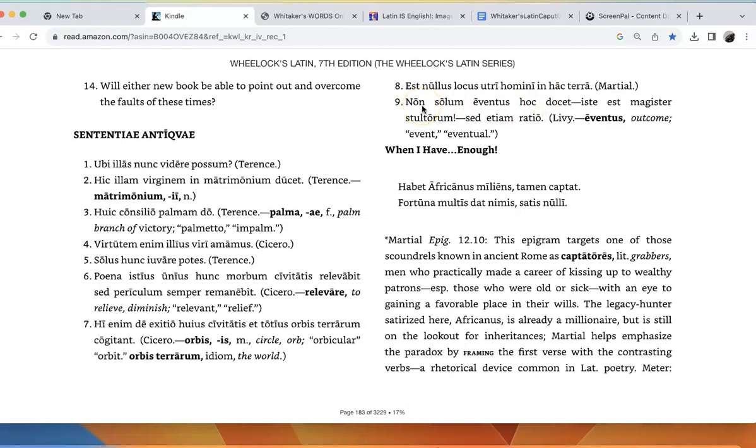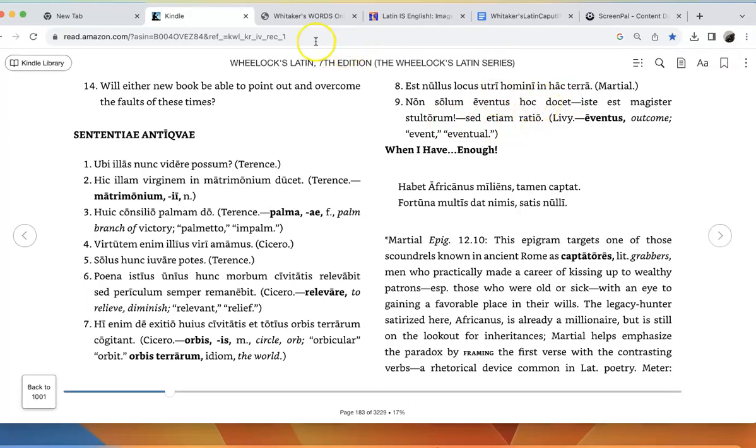Novem, number 9, non solum eventus hoc docet iste es magitus stultorum, sed etiam ratio, by Livy, the famous Roman historian. And eventos means outcome. So if it's in italics, that's so the event. So literally, not alone this outcome will teach that he is a master of stupidity, but even reason.